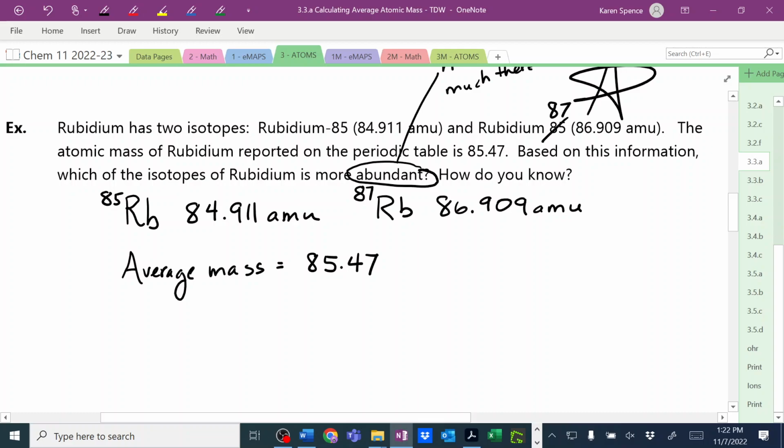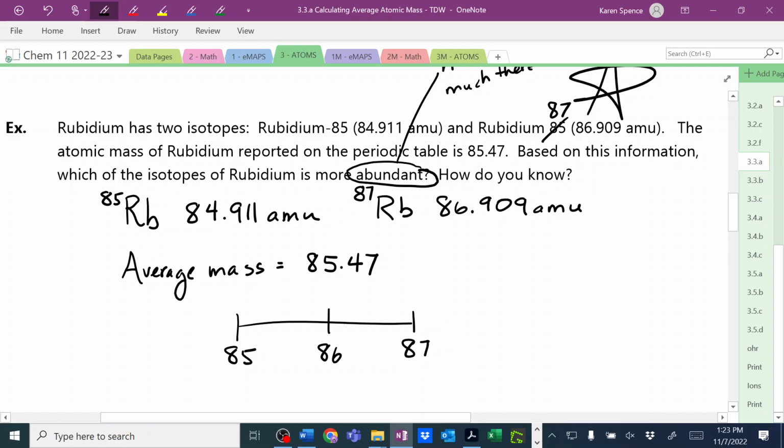What I would do is I would draw myself a little number line. This one's almost 85, right? So I got 85 here, and I got 87 here, and then I have 86, and no, 86 is right in the middle. I can do this. 86 is right in the middle.